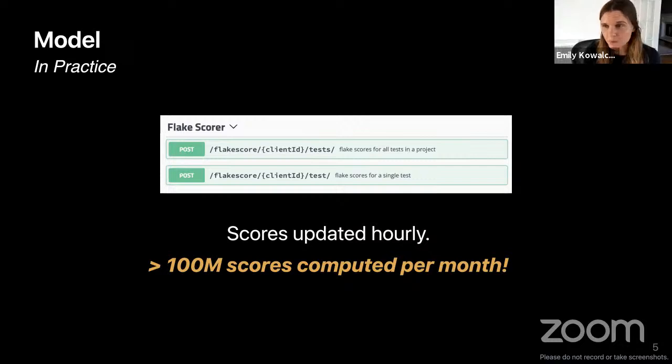We've implemented these models and we use them in practice. So here's an example of the API where users can get up-to-date scores; we update the scores every hour. And we've been computing over 100 million scores a month for over a year now.